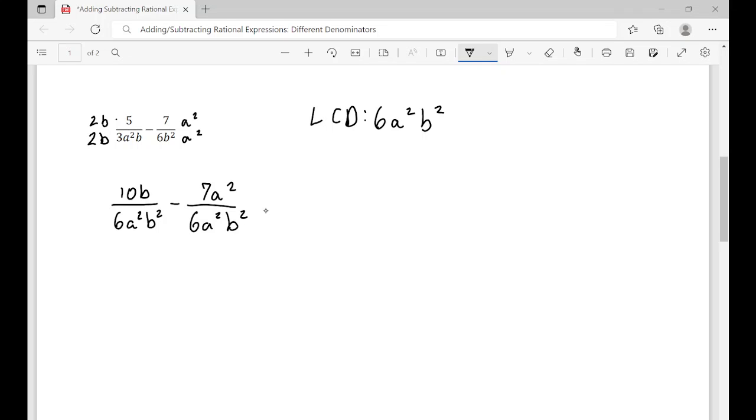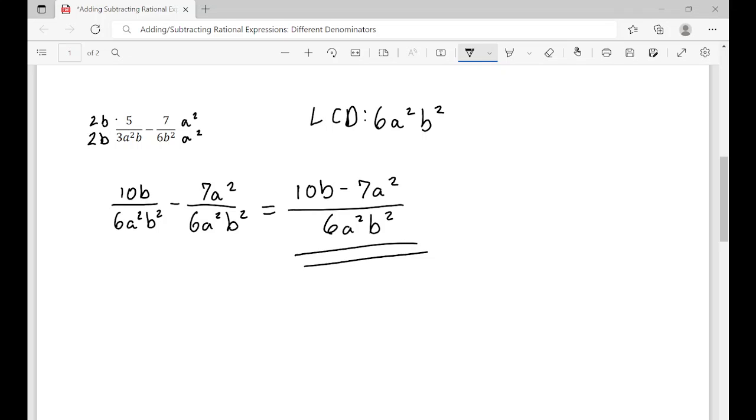So, same common denominator, so I can combine the numerators. 10b minus 7a squared over 6a squared b squared. And I can't simplify this, so this is the combined form of the rational expressions.